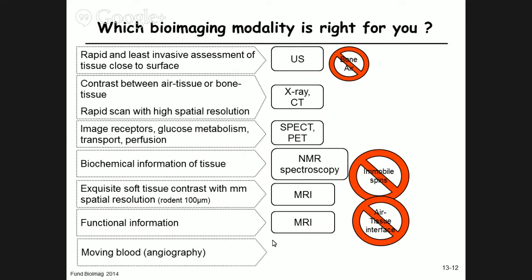Moving blood, angiography, so depicting blood vessels. Here you have MRI, I gave you one example today with the face. There are multiple ways of measuring the blood flow in vessels, the transport of blood to the tissue. In computed tomography, it's possible with contrast agents, and in ultrasound with Doppler ultrasound, or also with the microbubbles, the contrast agents for ultrasound.